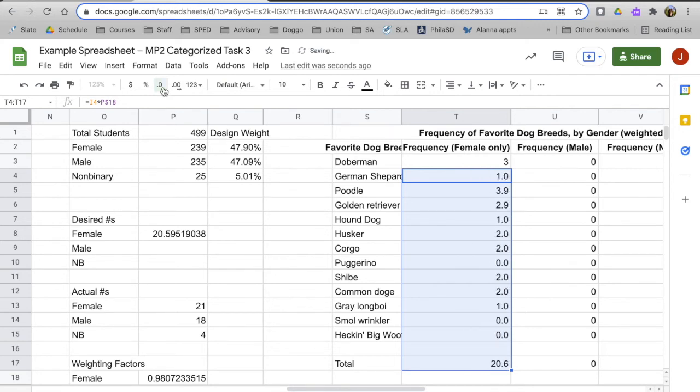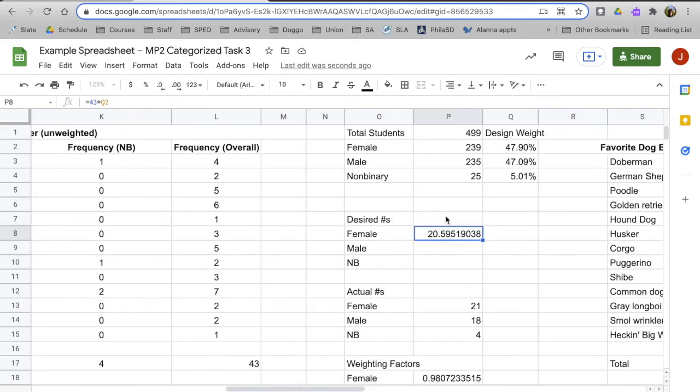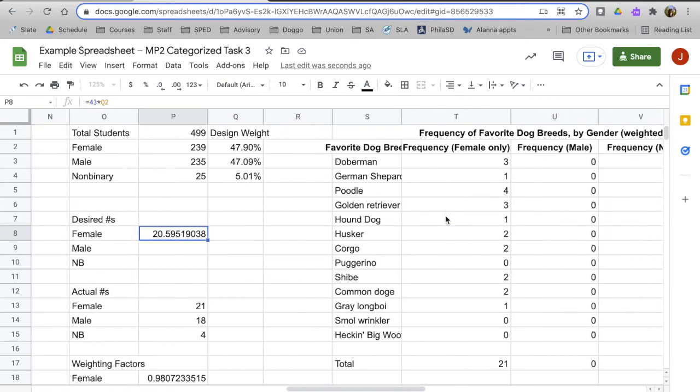As it turns out, our sample was very representative, and the actual number of female respondents was almost exactly the desired number. So our weighting has made almost no difference whatsoever, which is great. Now, if you are doing my project, you're done here. This is all you need to do.